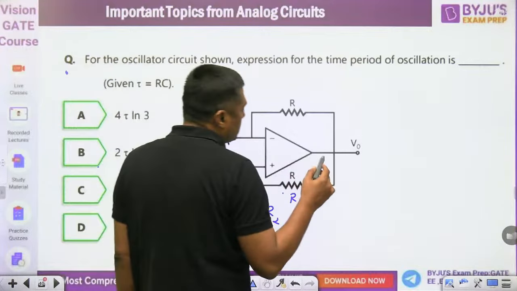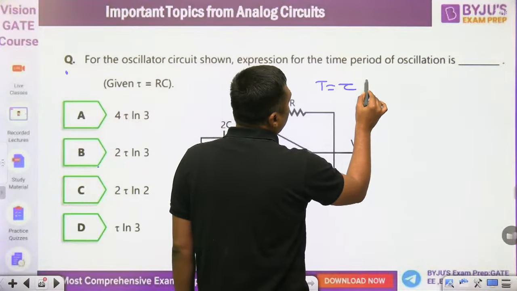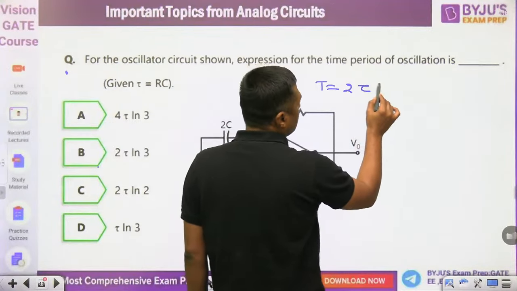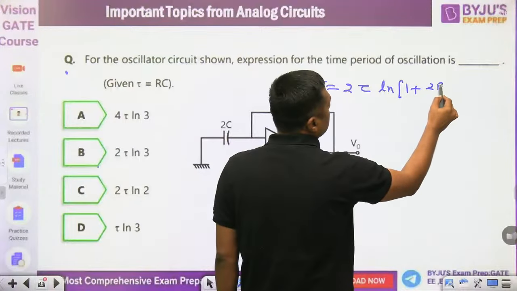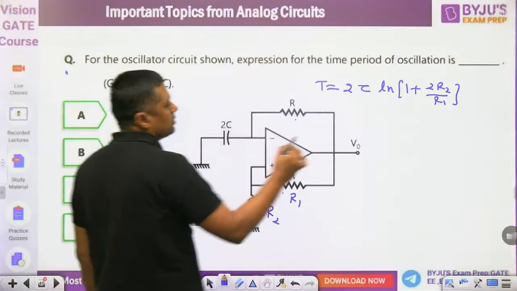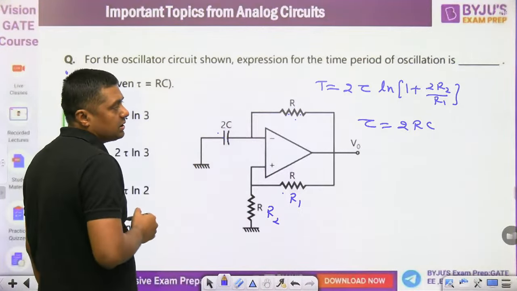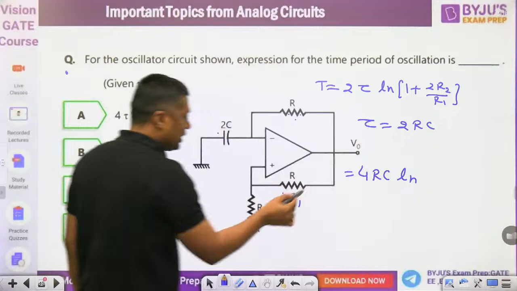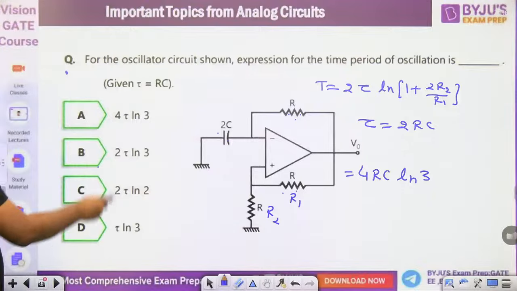The standard formula for the time period is 2 tau, where tau is the RC time constant, times log of 1 plus 2 times R2 upon R1. What is tau? This resistor multiplied with that capacitor, so tau is equal to 2 times RC. That becomes 2 into 2, 4, times log of, because these two R are equal, log 3. So 4 RC log 3.